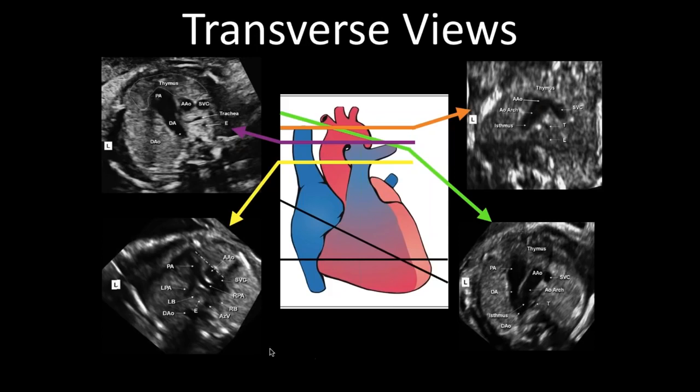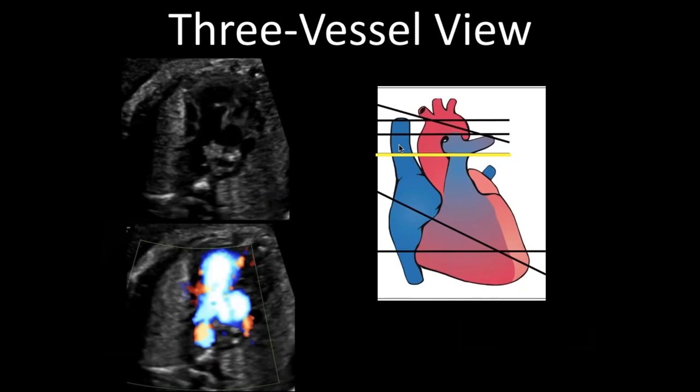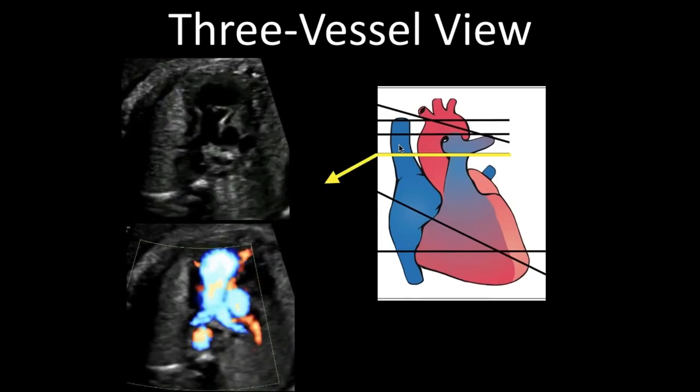So I want you to see now the four views that exist in the upper chest, going from the three-vessel view to the ductal arch view, the aortic isthmus view, and then the three-vessel trachea view. Note that the three-vessel trachea view involves a slight tilt to the left side of the fetus. So again, let me show you all these views in real time.